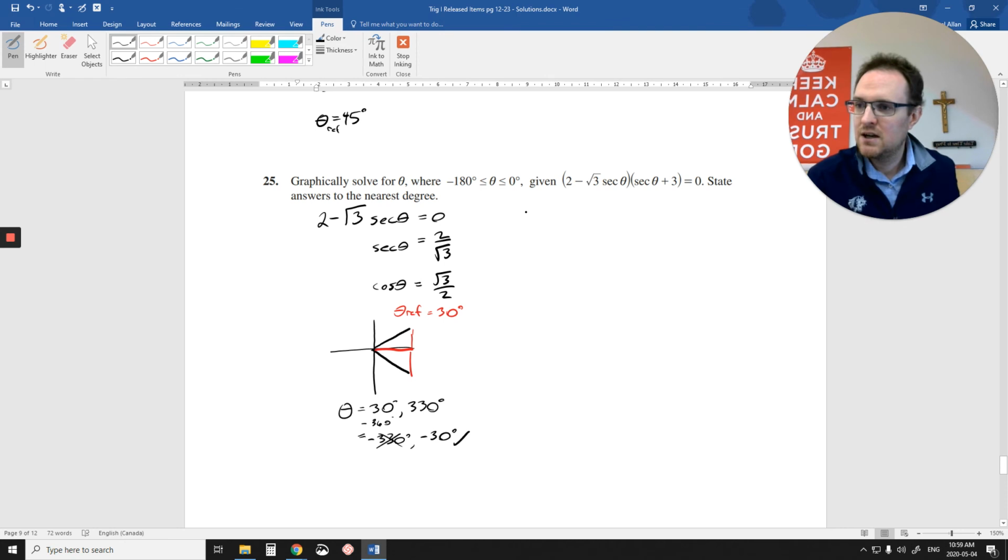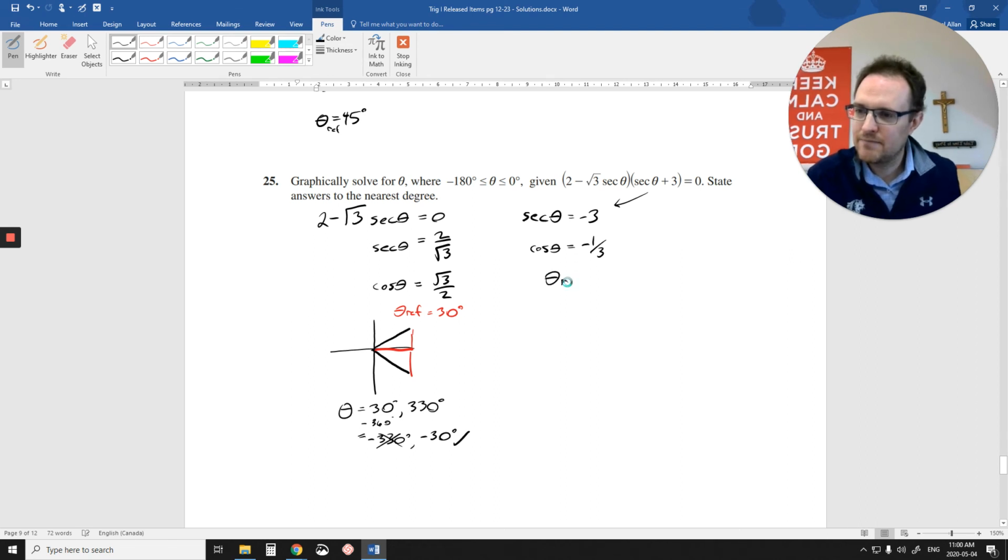Looking good. Then the next one over here is secant theta is equal to negative 3. So that's this one here, right? Secant again, remember, is equal to 1 over cos, so cos is equal to 1 over negative 3. So it's just negative 1/3. Now it's not a nice one, it's not the same as the one on the left here where you got this exact answer.